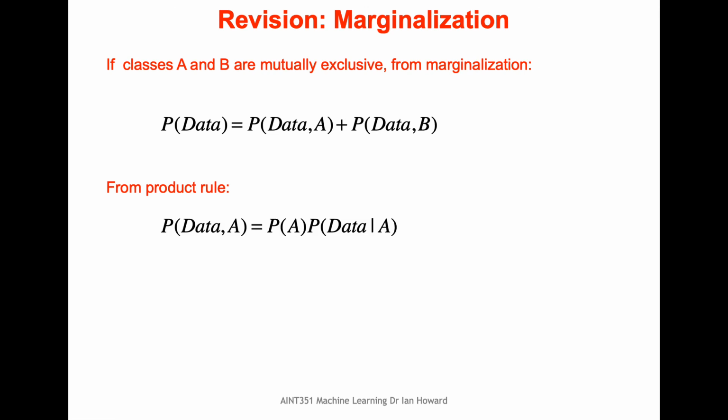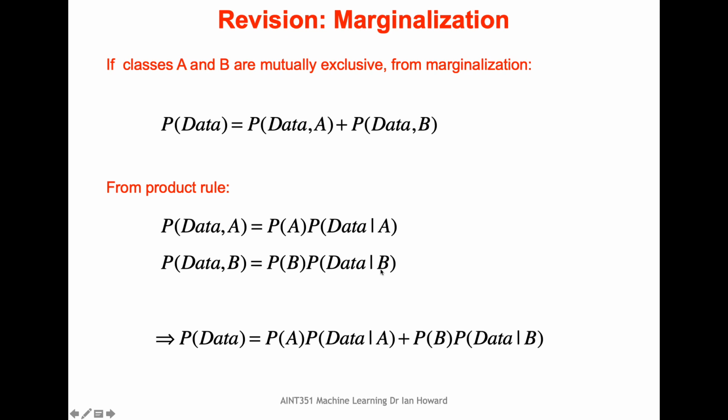How do we get that? Well, we can write the probability of data and A as the probability of A times the probability of data given A, right? That's our product rule. And we do the same for the expression for the probability of data and B, this joint distribution. That's the probability of B times the probability of data given B. We can then substitute these two terms into the top term for the probability of data, like so.